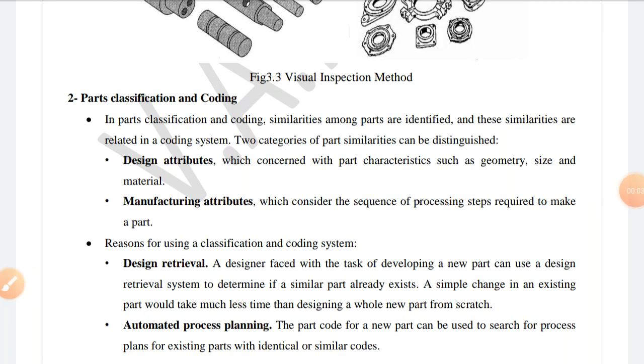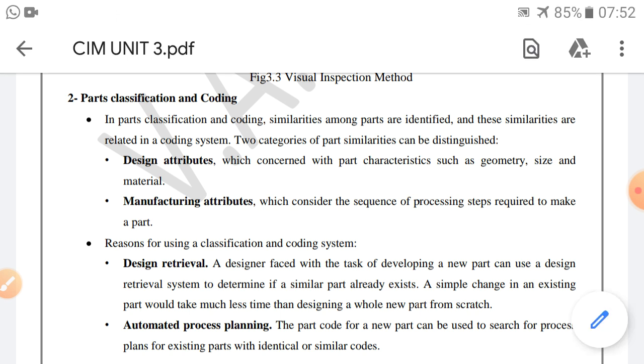Dear students, as we have discussed in the previous session, what is a part family and how this part family is arranged. Basically there are three different types: one is visual inspection, second is part classification and coding, and third is production flow analysis. On the basis of these three methods, we are classifying or making groups of parts.